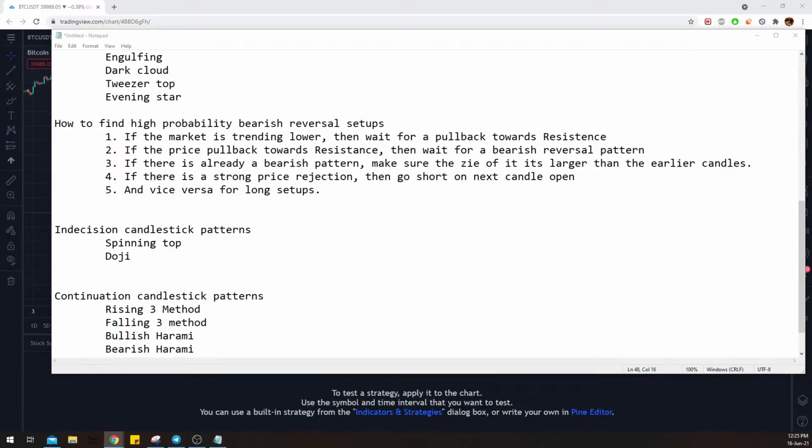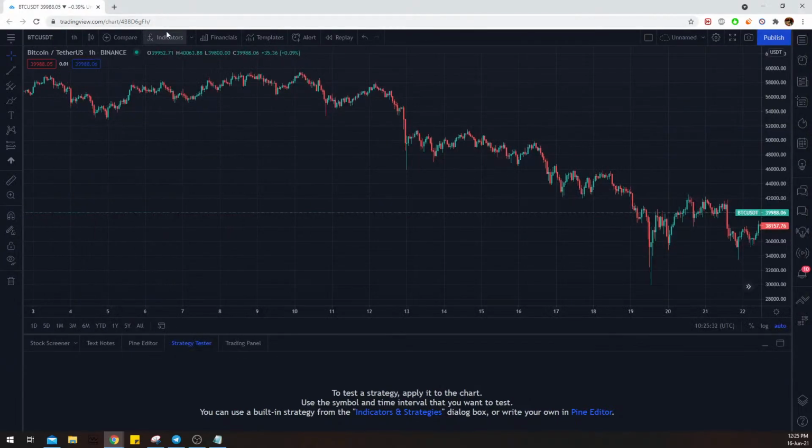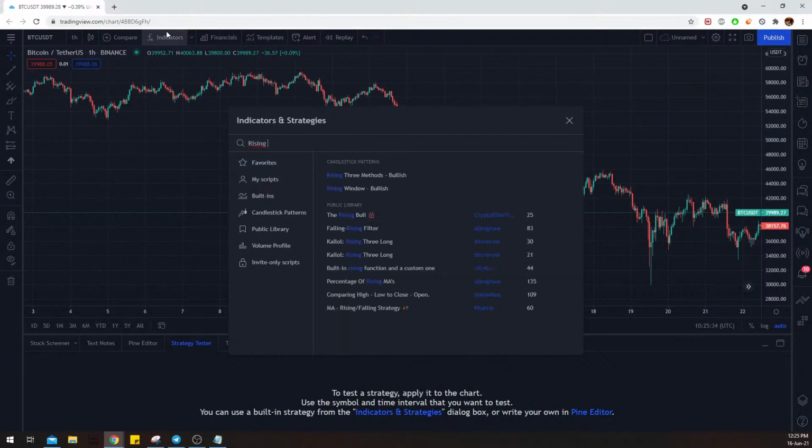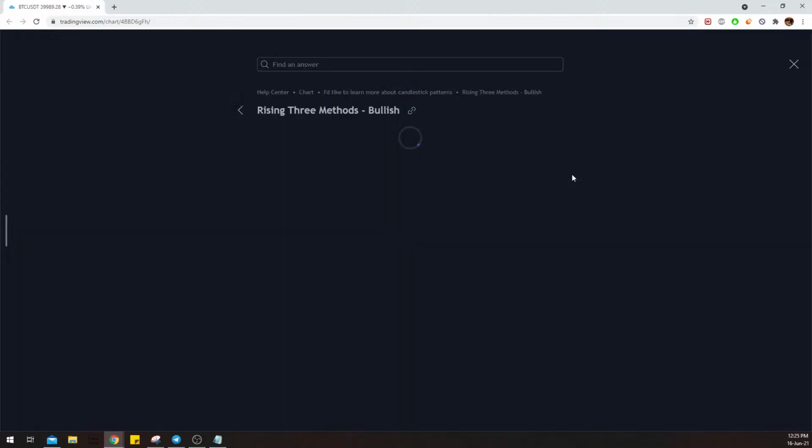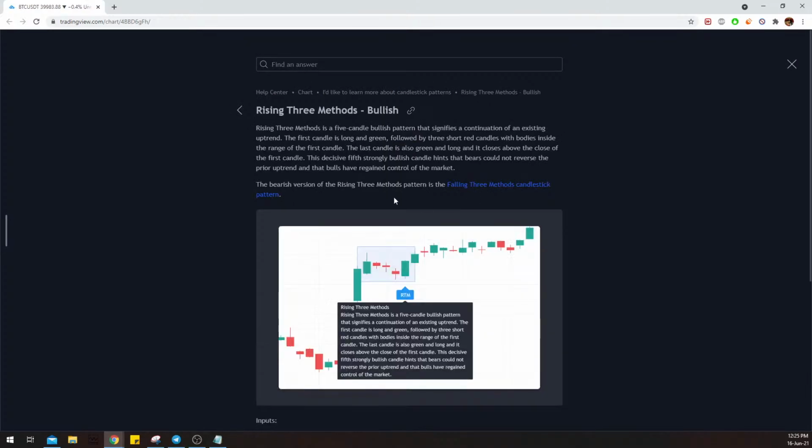So yeah, let's continue with this one. We have, like I said, the rising three method. So we go on the rising three method. You can see this is a 5 candle bullish pattern. So imagine, so far we used one candle, two candles, or maybe 3 candles, but now we have 5 candles. So it's going to be harder and harder to find it.